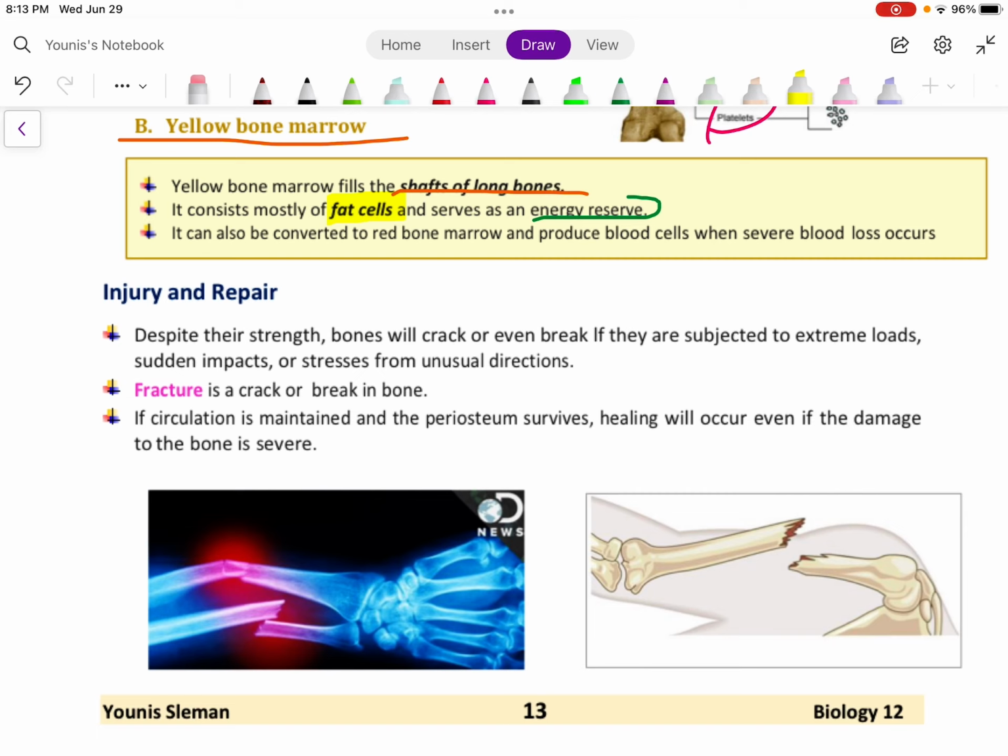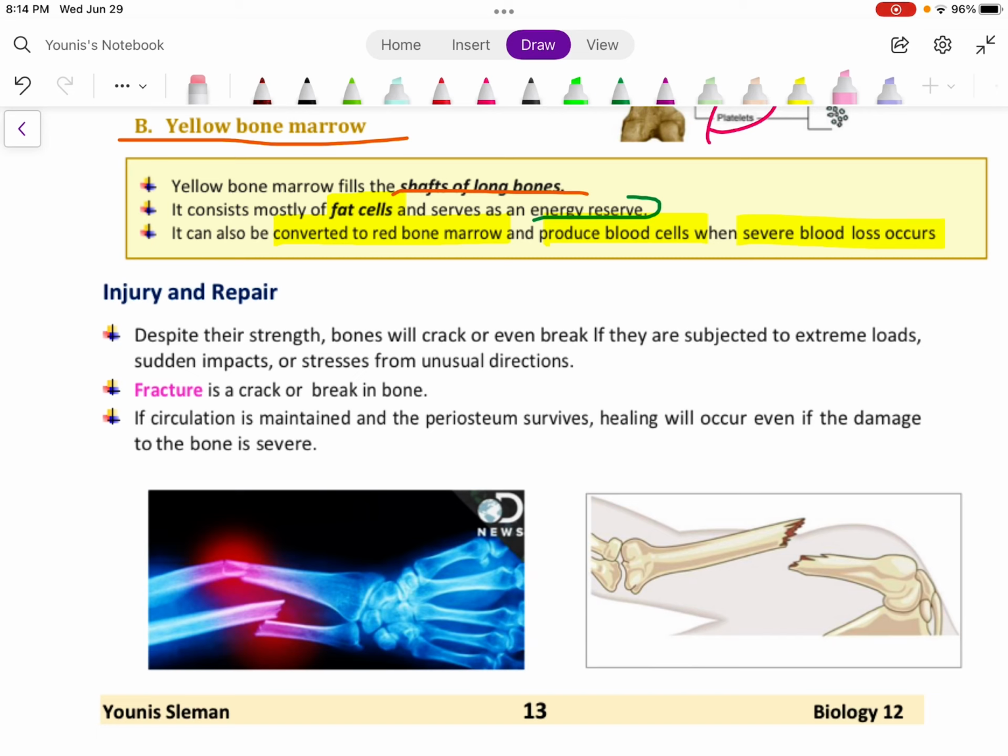What else? In case a severe blood loss happens, the yellow bone marrow can be converted into red bone marrow and produce blood cells just as red bone marrow. So it can be converted to red bone marrow and take its function, producing blood cells in general when there is a severe blood loss, like for example when an accident happens.